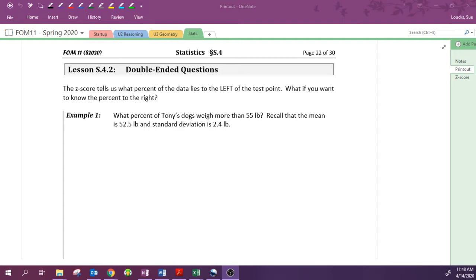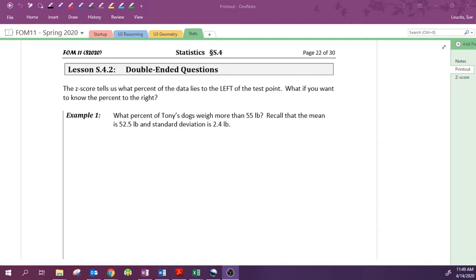We're dealing with the Z-score still. The Z-score tells us what percent of the data lies to the left of the test point, and we need to look at what to do if you want to know the percent to the right. The question in example 1 is, what percent of Tony's dogs weigh more than 55 pounds? Recall that the mean is 52.5 pounds and the standard deviation is 4.2 pounds.